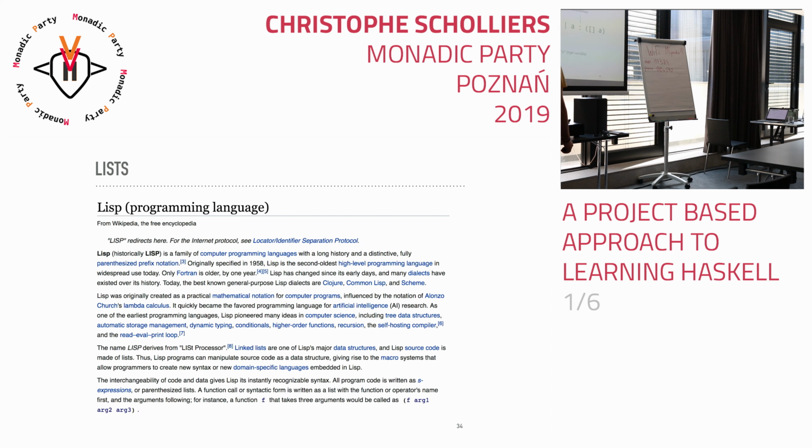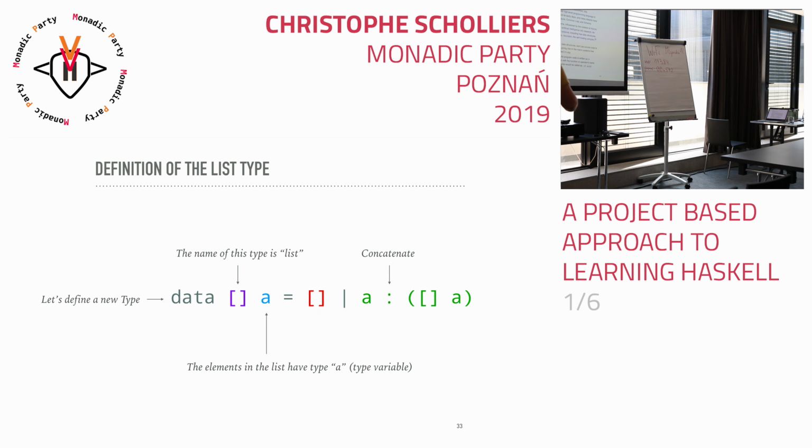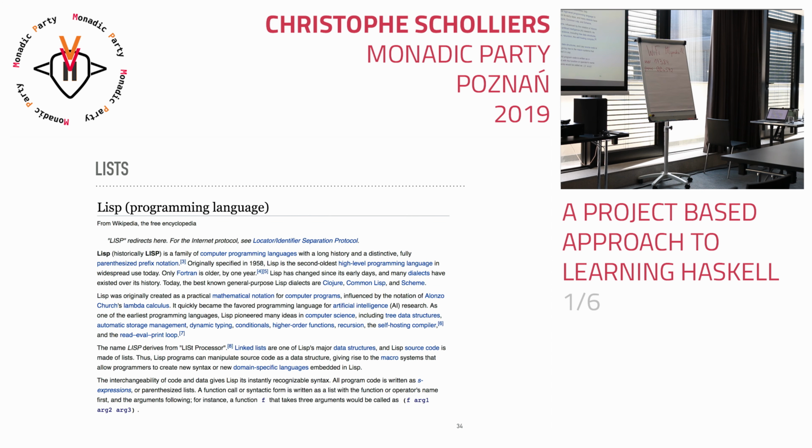Lists are super important. There is a whole programming language, one of the earliest programming languages in the world, called Lisp, and the name derives from list processor. In Lisp, everything is about lists. If you have not encountered Lisp or Scheme or Racket or any of these languages, it's very much recommended to take a look.